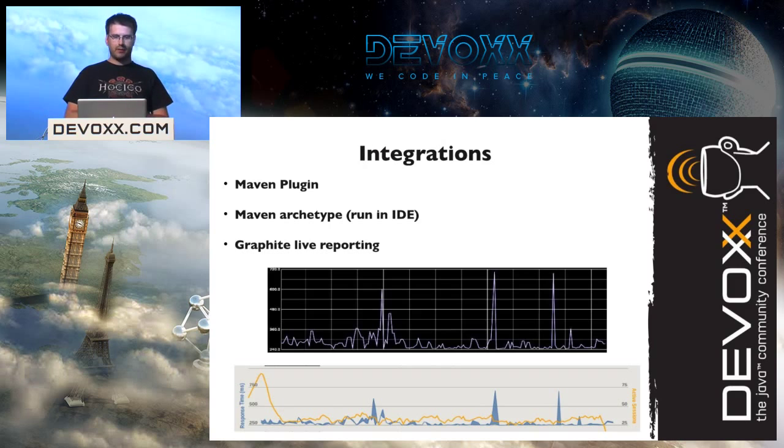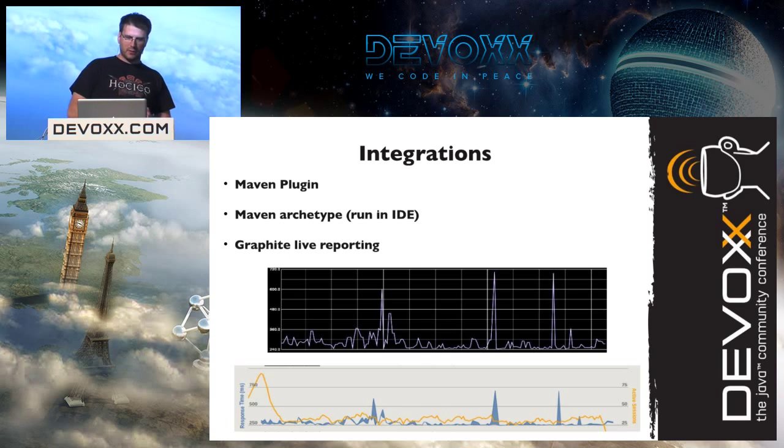Gatling can integrate with many things. For example, we have a Maven plugin, so you can launch Gatling from Maven. You can use the Maven archetype to build a project and run Gatling inside your IDE. You can also integrate Gatling with Graphite, so you can get live reporting, and you can also consolidate data reports with data coming from the injectors and from the system and the test. So, for example, you can match slowdowns happening on the servers, on the injectors, with, for example, garbage collection happening on the server.